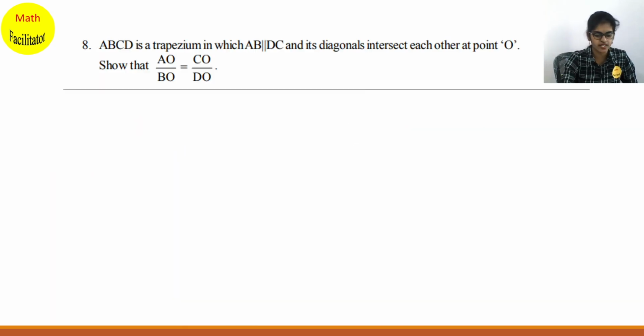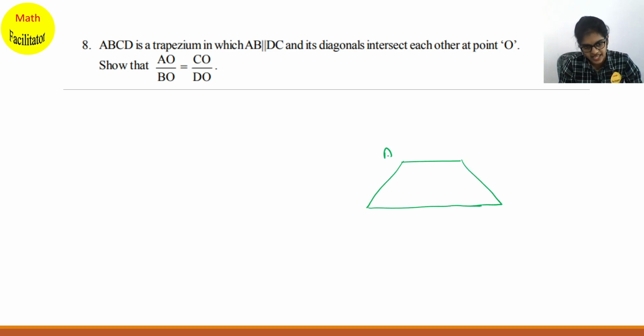Clear? So question number 8. ABCD is a trapezium in which AB is parallel to DC. So you have ABCD is a trapezium. Let me draw a straight line. So you have a trapezium A, B, C, D. And AB is parallel to CD. So these two are parallel lines. And the diagonals intersect at point O.